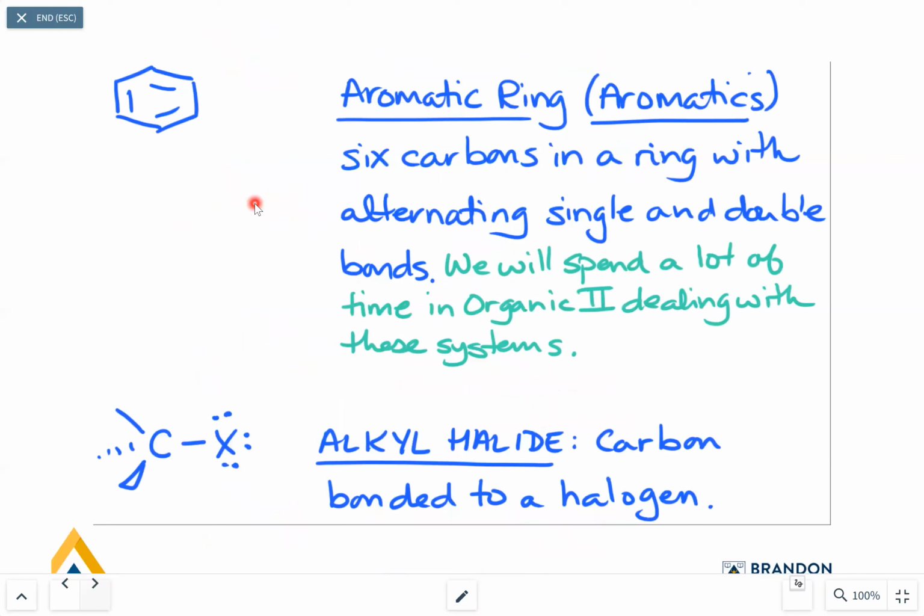All right, so the last 2 are aromatic rings. So a 6-membered ring that has got double bonds. So these are basically, we would say that this is an aromatic compound. So it's slightly different than an alkene because of the fact that the double bond is in a ring system. So that is important. Alkyl halides, a carbon bonded to a halogen. Alkyl chloride, alkyl bromide, alkyl iodide.